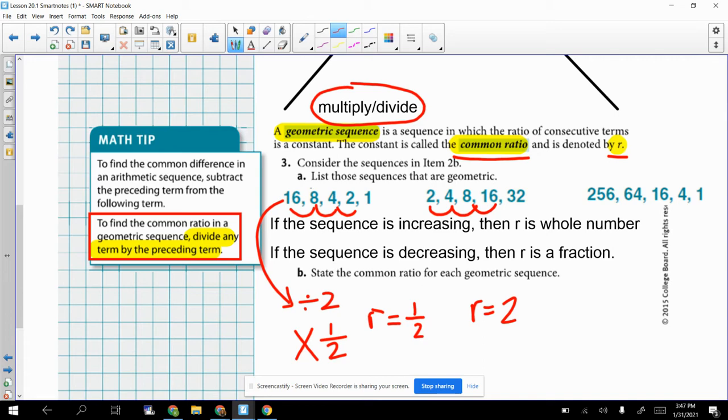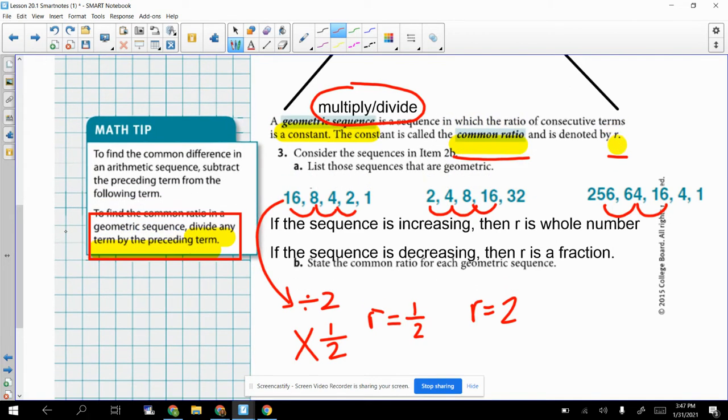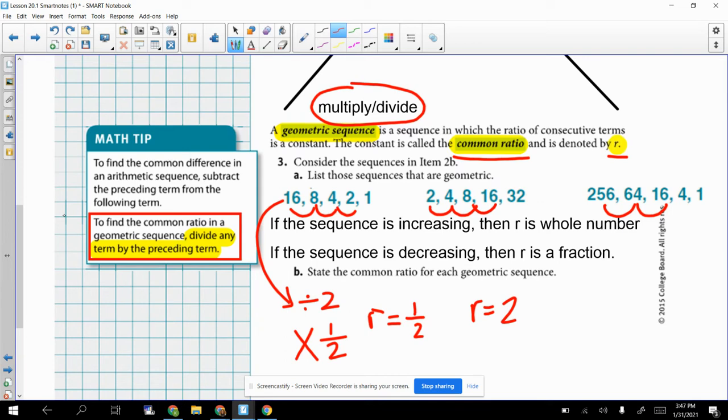And then this next one, you got to be careful here. Again, it's decreasing, so we know we're going to have a fraction. But if you look at this little math tip over here, it says to find the common difference in an arithmetic sequence, subtract the preceding term from the following term. To find the common ratio in a geometric sequence, divide any term by the preceding term.